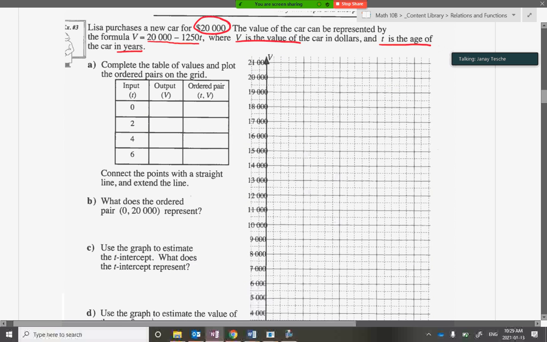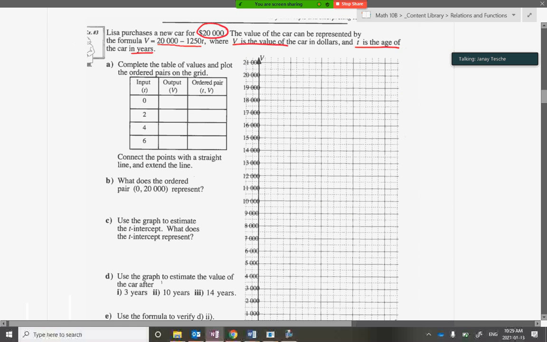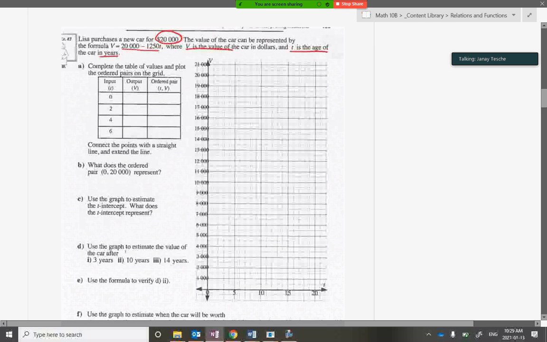So we know when we buy the vehicle initially, at 0 years, it's worth $20,000. So we're going to have a data point right there. That is your y-intercept. That's question B. That's when our car is brand new.